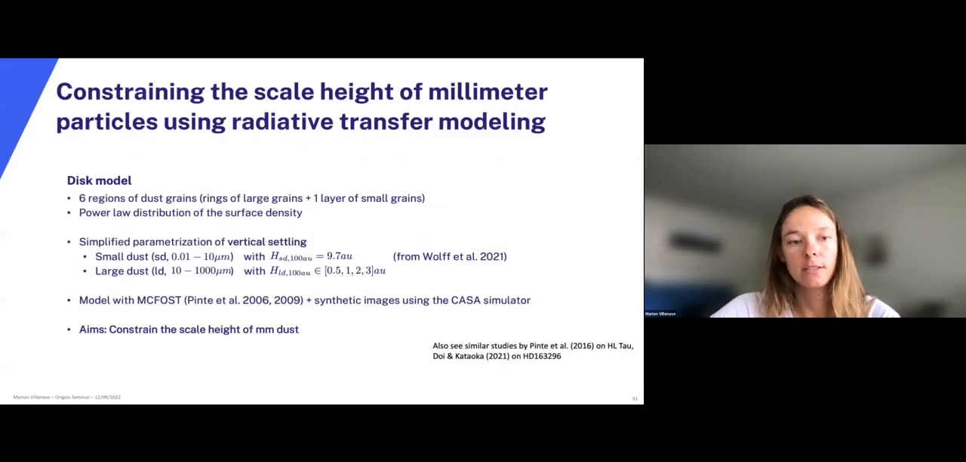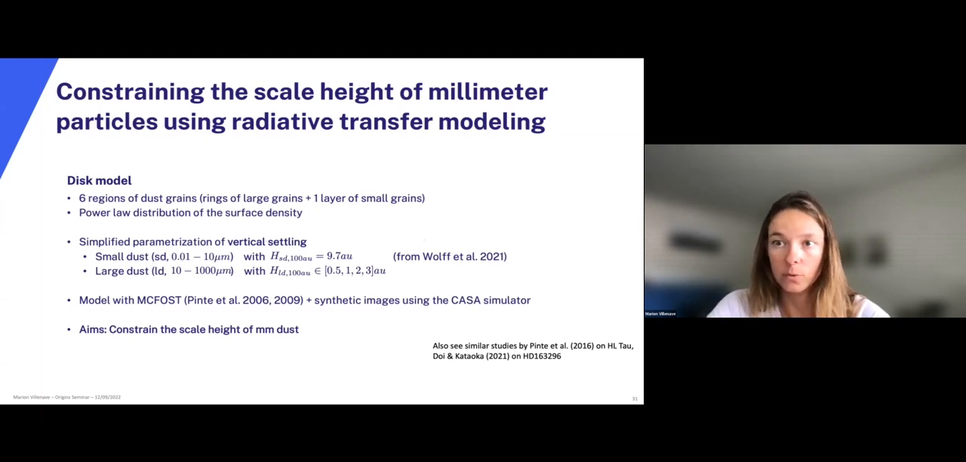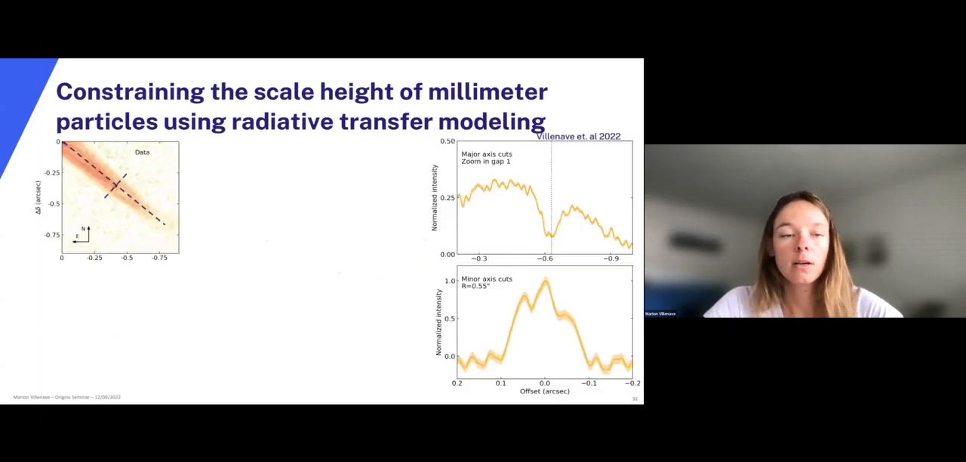To do so, we first started with a simplified parameterization of vertical settling, where we used the constraint from Skylar on the gas scale height, which was 10 AU at 100 AU, and then we tried different values for the big grain scale height, between 0.5, 1, 2, and 3 AU at a radius of 100 AU. We modeled the system with MCFOST, and then we produced synthetic images with the CASA simulator. And this is what we're going to look at. On the left, you have an image of the data with the two cuts we performed. On the right, top right, you have what the cut along the major axis looks like, zoomed in at the position of the gap.